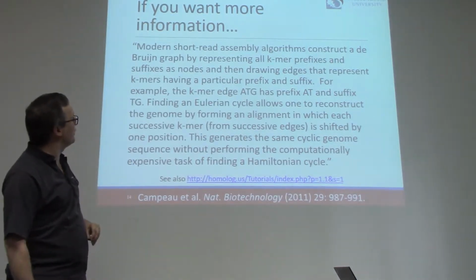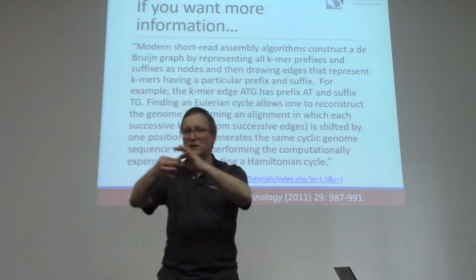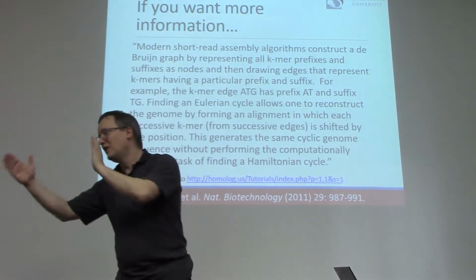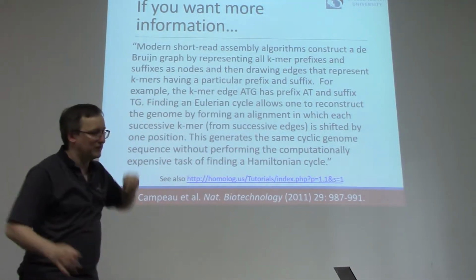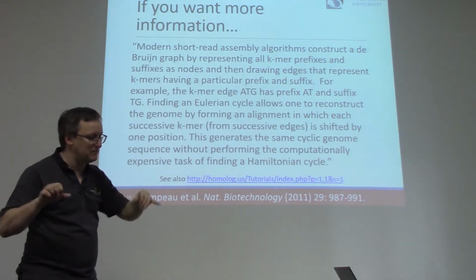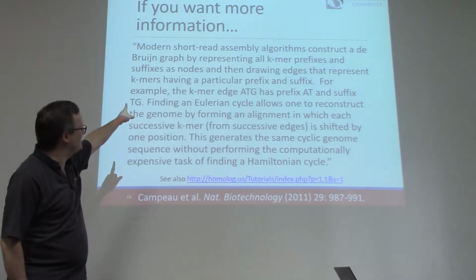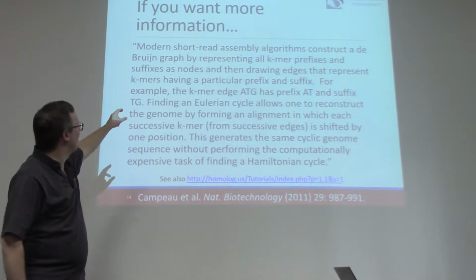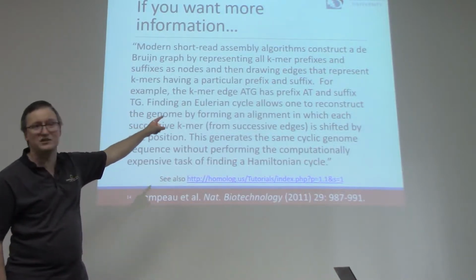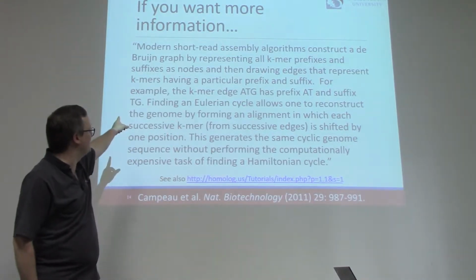Modern short-read assembly algorithms construct a de Bruijn graph by representing all k-mer prefixes and suffixes, which is to say that we split up each read into all of the first 25 and last 25 bits of the read, and then draw edges that represent k-mers having a particular prefix and suffix, those that are joinable in this way. For example, the k-mer edge ATG, here they're setting k down to a very small size, just 3, has the prefix AT and the suffix TG.